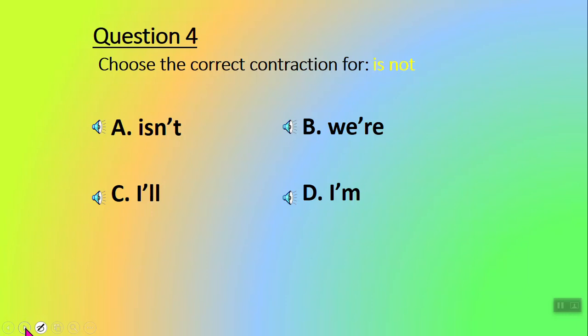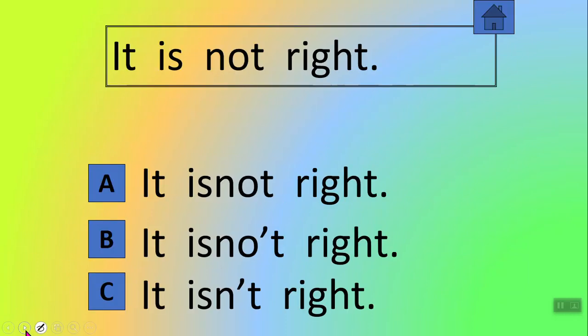Choose the correct contraction for is not. So is not becomes isn't. This is the correct way to write isn't. It is not right. This number C is correct. It isn't right, because you can see that instead of the O we put an apostrophe. Okay, so it isn't right.